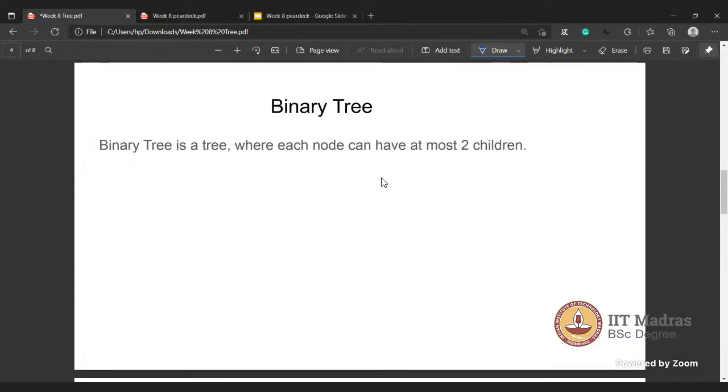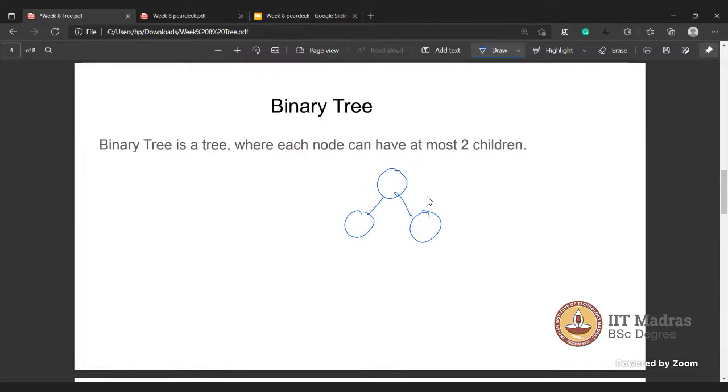Okay. Then binary tree. A binary tree is a tree in which each node can have at most 2 children. Like in a tree there can be any number of children, but in a binary tree it can have at most 2 children, like this. So everyone got it, what is a binary tree? Yes, sir.